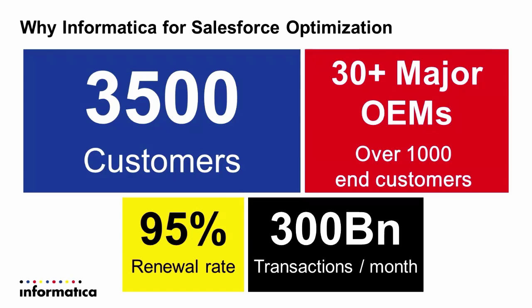Over 3,500 customers are using Informatica Cloud. We have agreements with major OEM partners, and we've had a 95% renewal rate. I think the number down at the bottom right is the one that I'm most impressed by: 300 billion transactions a month for data loading are being done through Informatica Cloud. Actually, I think this number is probably low. It grows at a rate of about 10% month over month, so depending on when we created the slide, this number is likely fairly low.